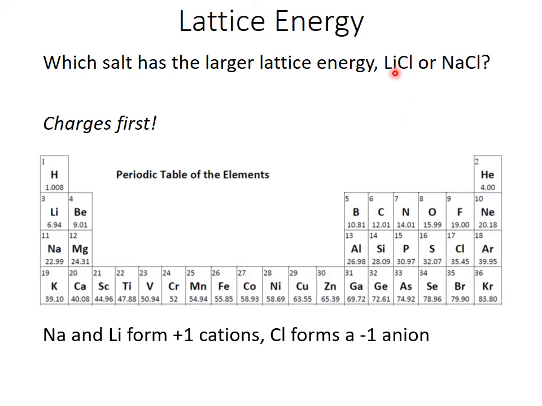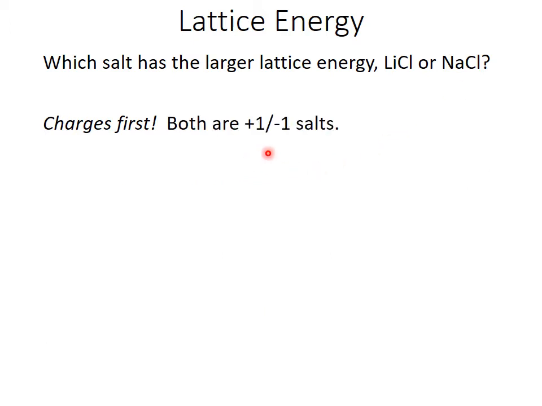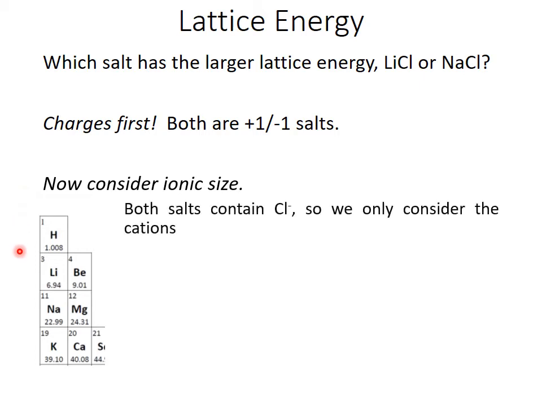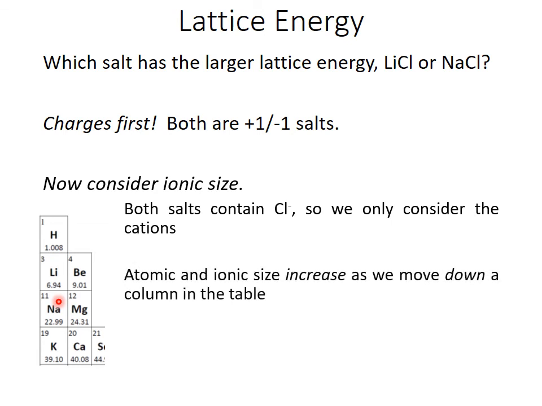This makes sense since there's a 1-to-1 ratio of ions in both of these salts. So since both of these are +1 -1 salts, we must now consider ionic size. Here's our periodic table back again. Both of these salts have chlorine as the anion, so we only need to consider the cations, lithium and sodium. Recall from last semester that the atomic and ionic size increases as we move down a column in the table. Sodium is lower down than lithium, therefore lithium is the smaller species. And that applies to the cations as well. Li+ is smaller than Na+.